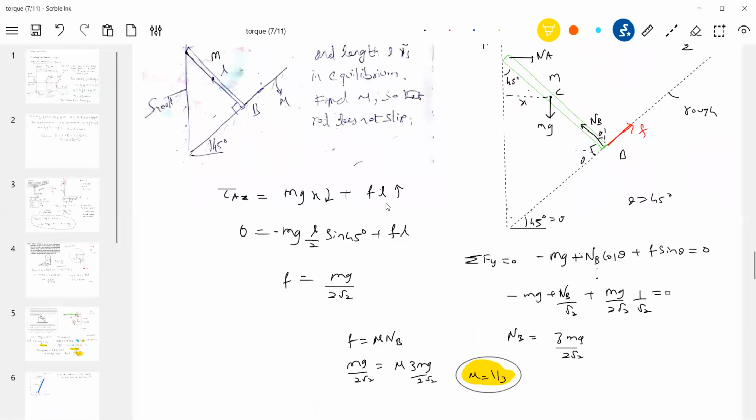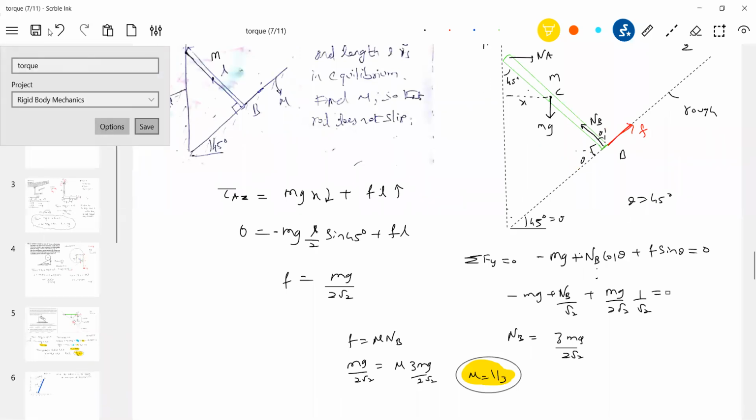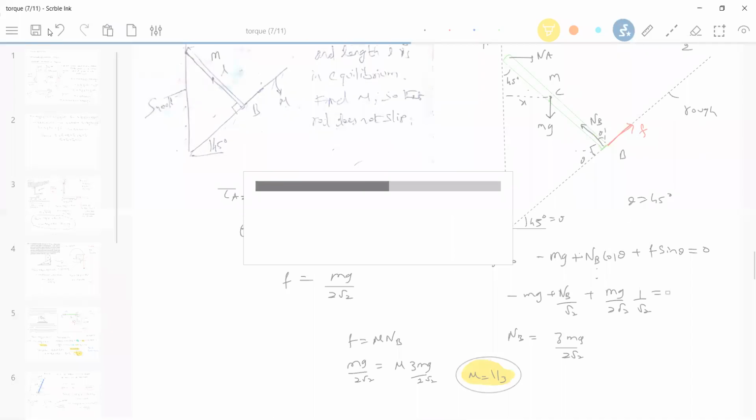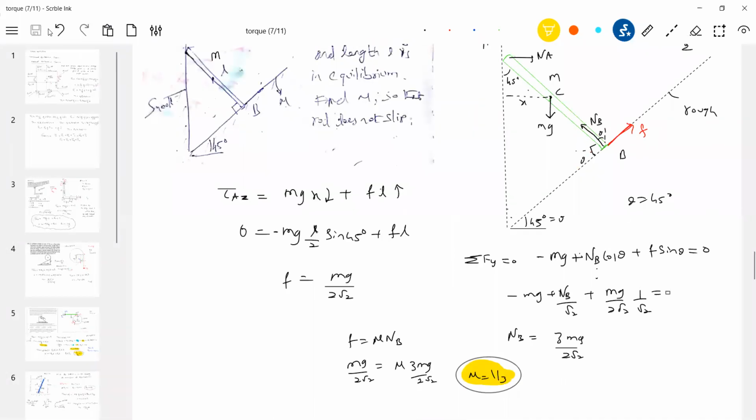Torque due to weight, torque due to normal contact, torque due to friction, torque due to tension. So it's unlimited. Sir, why did you take torque about A only? Why not torque about B? Yes, you can do that. Then you'll get NA. Sir, I want to find out NA. So you do one thing, torque.